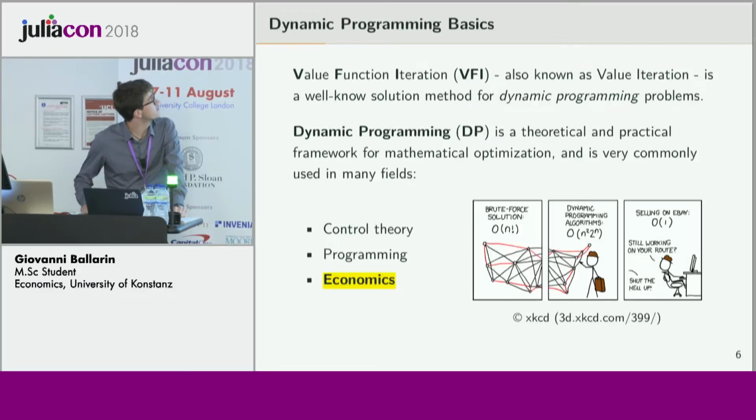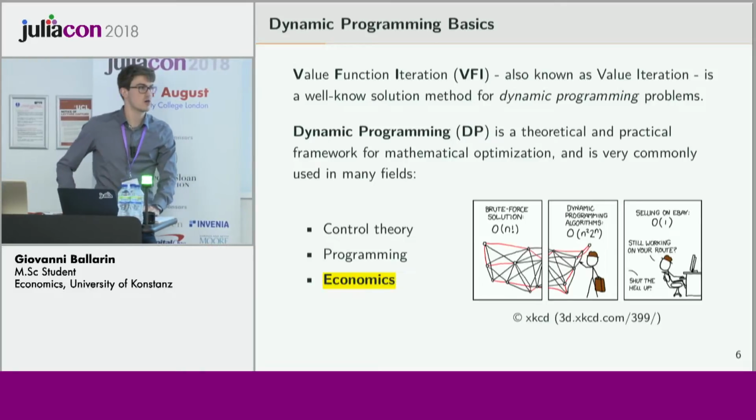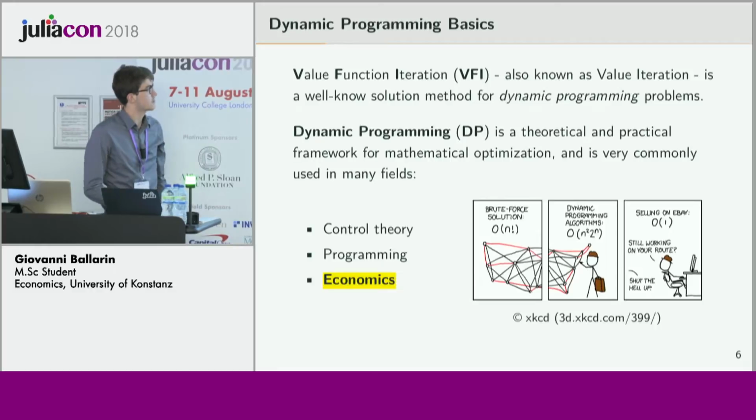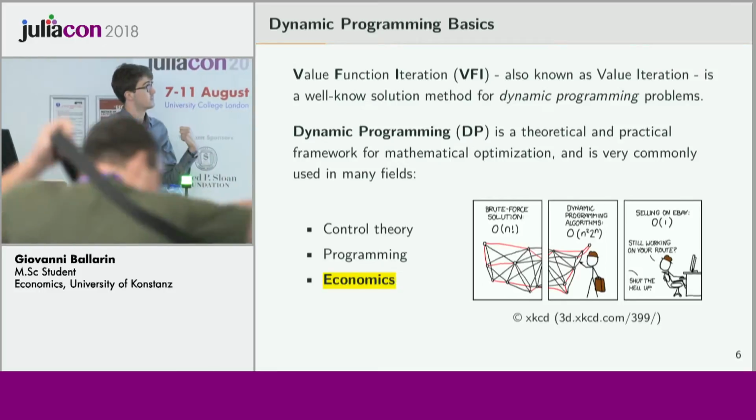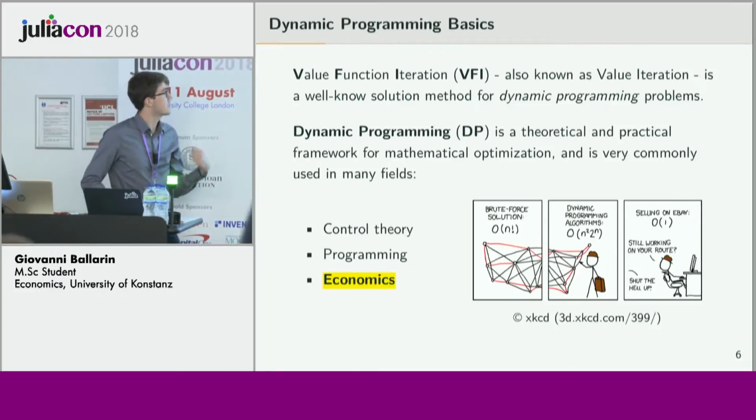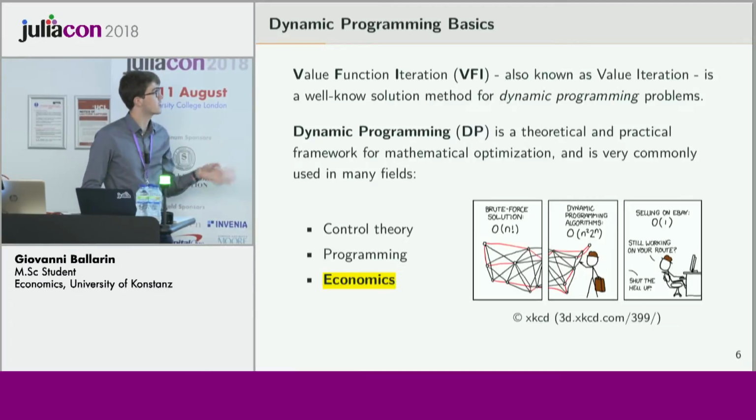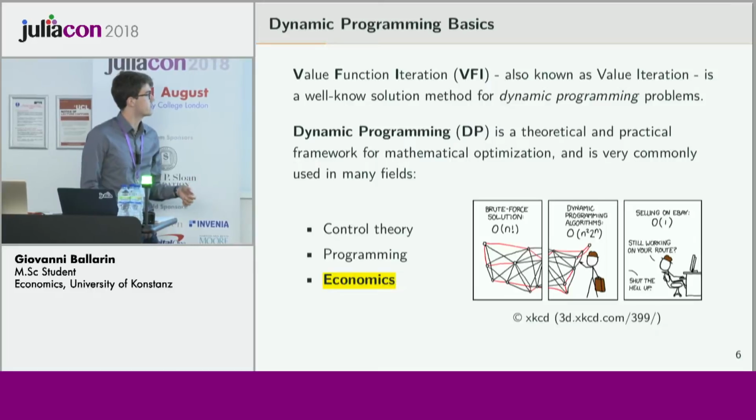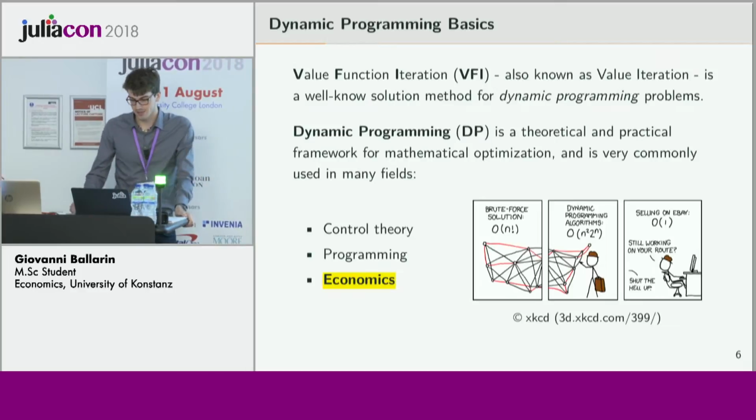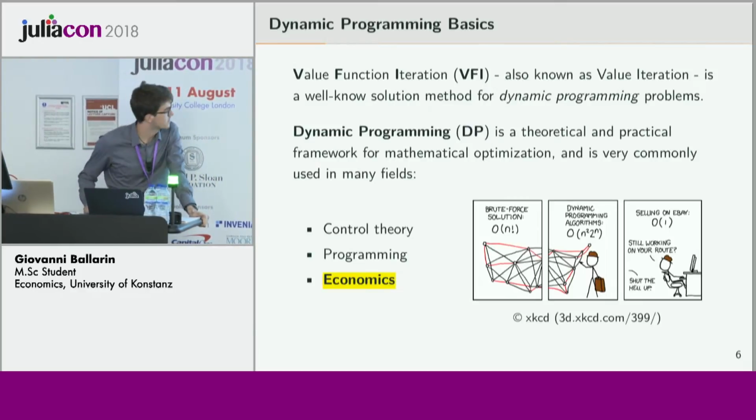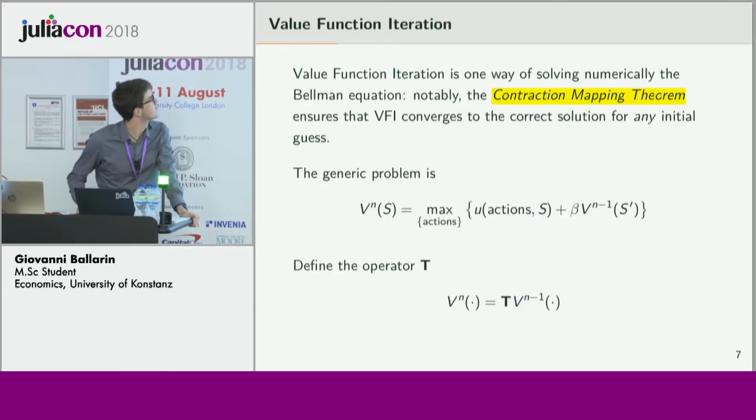So let's start with value function iteration, also known as value iteration. It is probably one of the most common ways to solve dynamic programming problems, at least when I do it in my models. Dynamic programming, I guess most of you, if not all of you, know what it is. It's a framework of mathematical optimization that is very much used for control theory, and in my case, economics. The traveling salesman problem is an example of it, but we're not going to do that today.